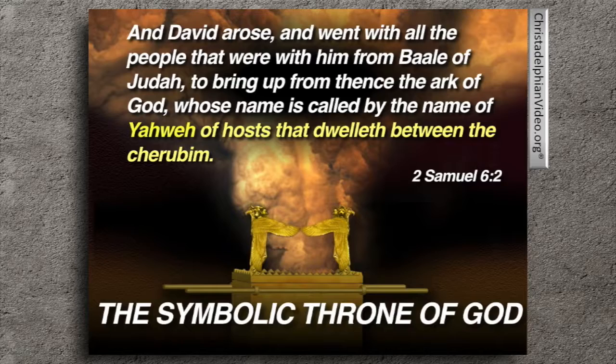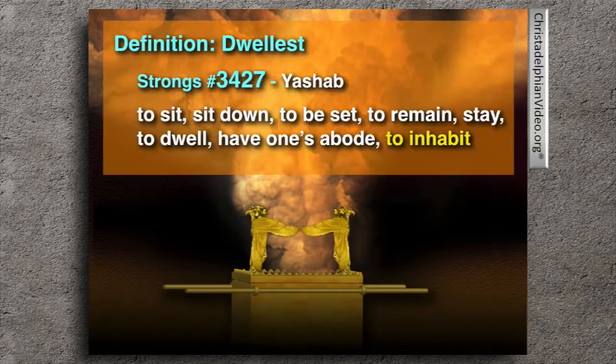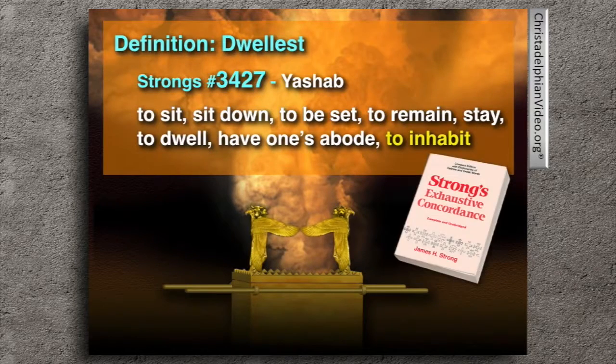The word there, dwellest, is the word yashab, which means to sit down, to be set, to remain, to stay, to dwell, to have one's abode, to inhabit. God was enthroned in this place. He was enthroned upon the cherubim.